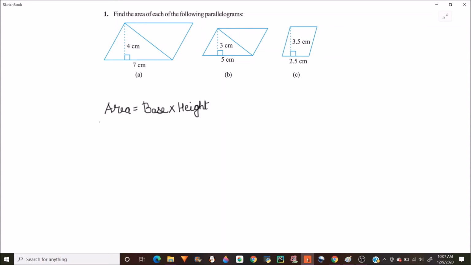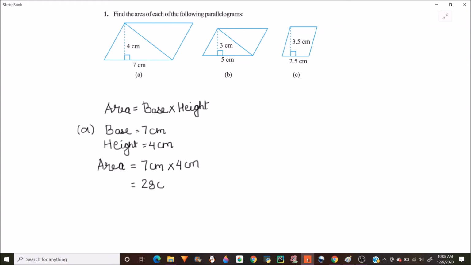So here in the first picture, the base of the parallelogram is given as 7 centimeters and its height as 4 centimeters. The area of the above shape will become 7 centimeters times 4 centimeters, which is equal to 28 centimeters squared. So this is our final answer.